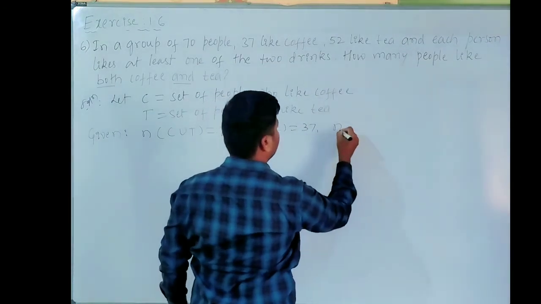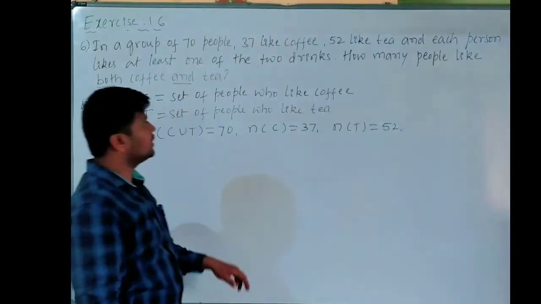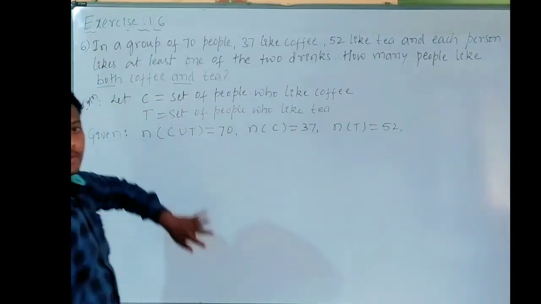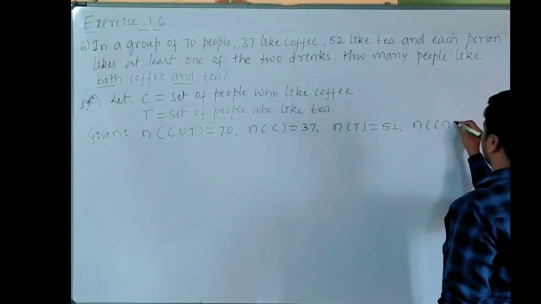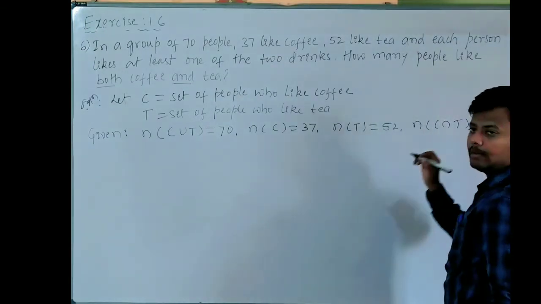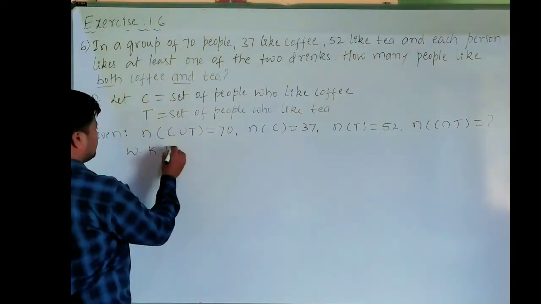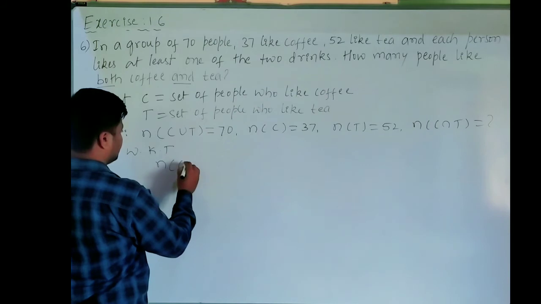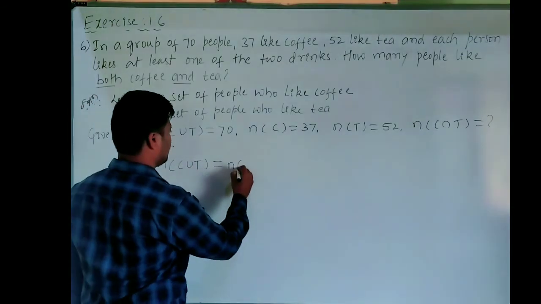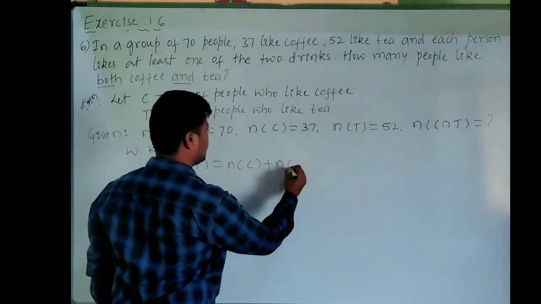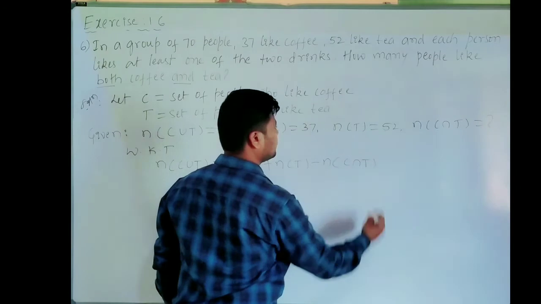Then tea, like 52. What they have asked here is how many people like both coffee and tea, which means we have to find n of C intersection T. We know the formula: n of C union T equals n of C plus n of T minus n of C intersection T.